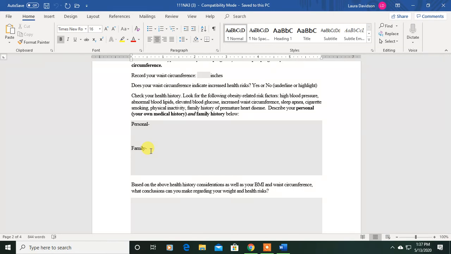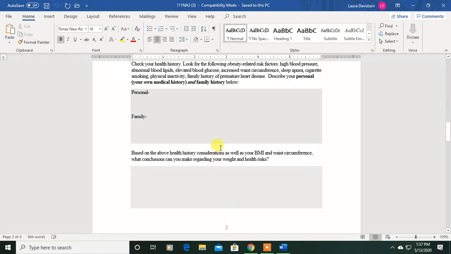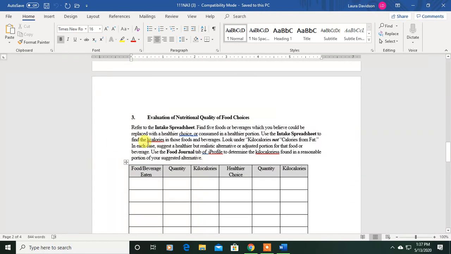You can include aunts and brothers, etc. Now, some people don't know their family medical history and just indicate that so that I'm aware of why perhaps you didn't give me that information. Pull it all together and tell me whether this information indicates concerns about your weight, no concerns about your weight and health, etc. The third part of this looks at the inside of the energy equation.